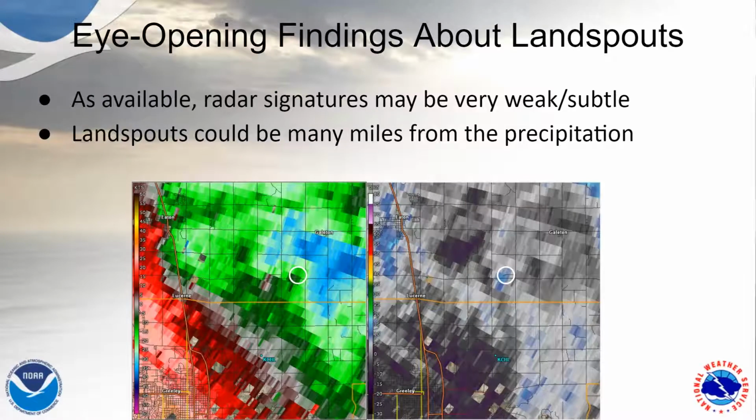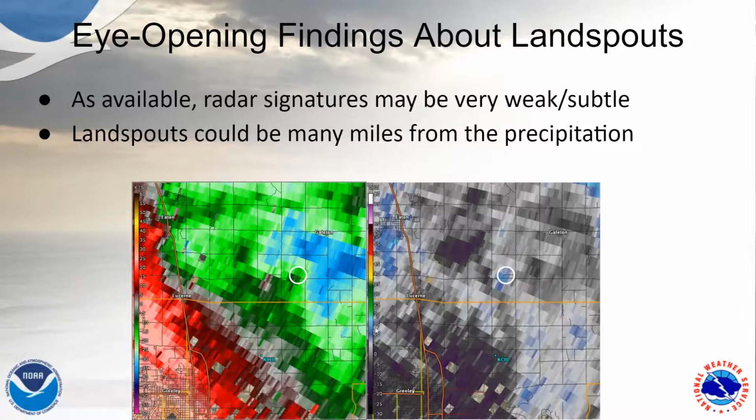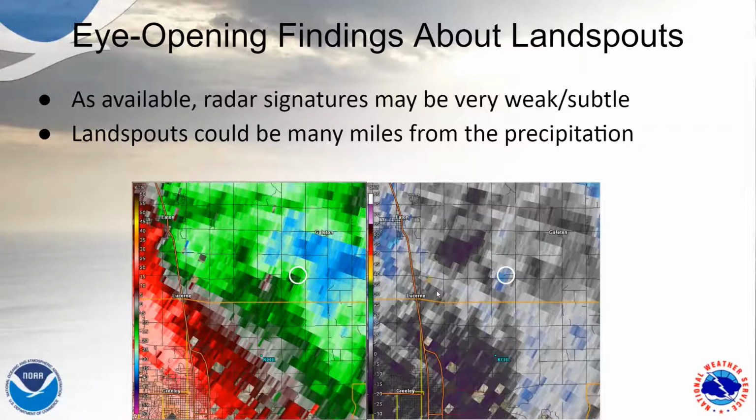Some of the eye-opening findings, and I hope this shocked you all as well, is that this can be a landspout tornado. A 10 dBz enhancement, so 10 to 15 dBz higher than its surroundings, and maybe 20 knots of shear. That was it. That's all that was needed for these tornadoes.